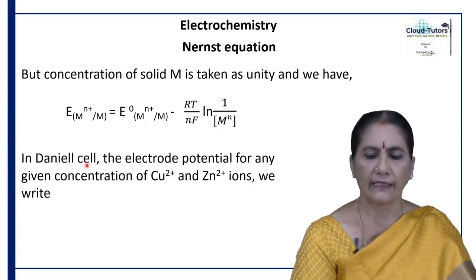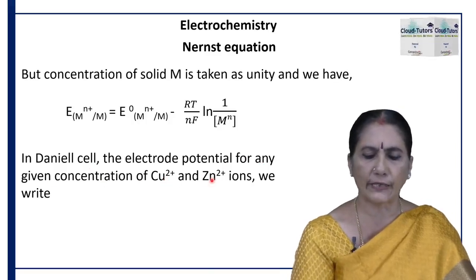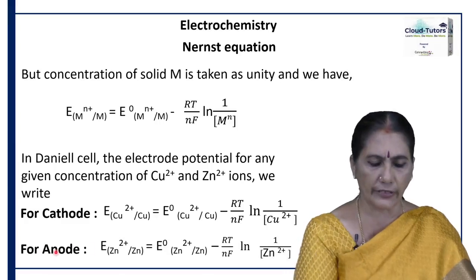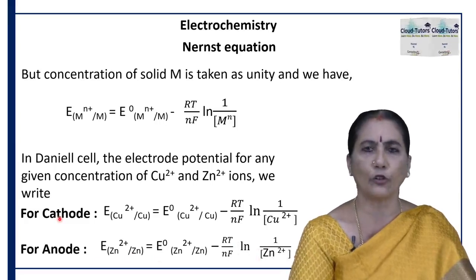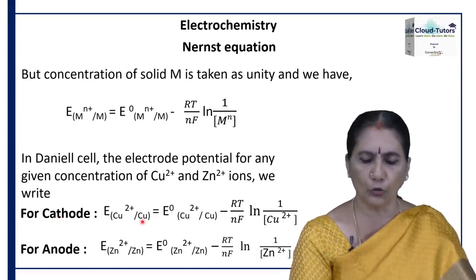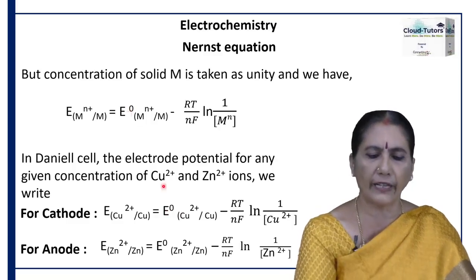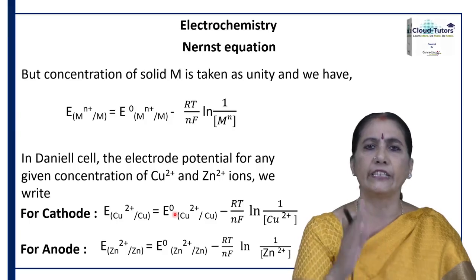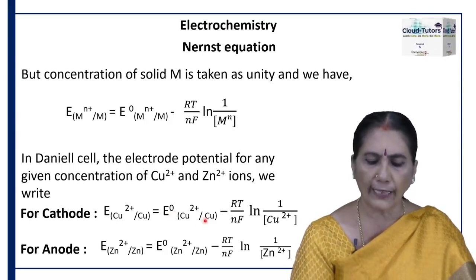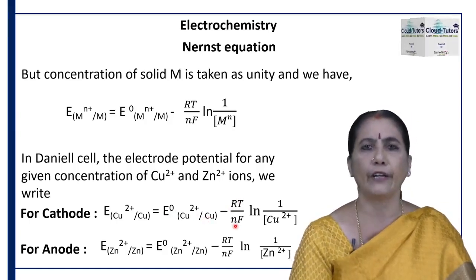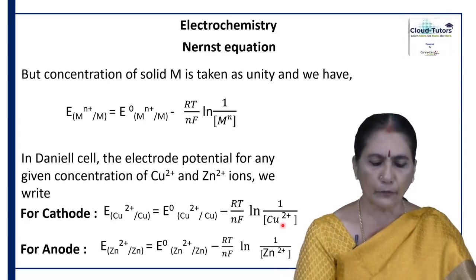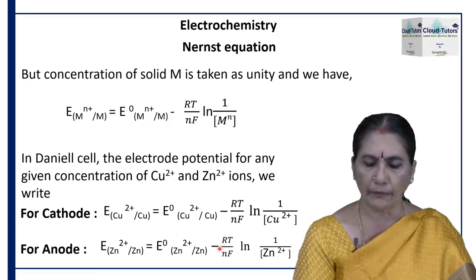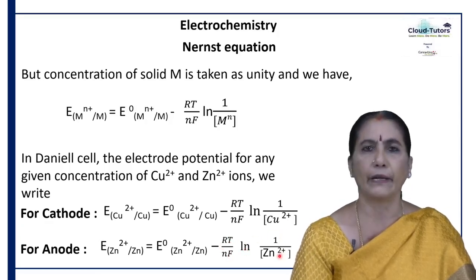Now, in the Daniell cell, the electrode potential for any given concentration of copper 2+ and zinc ions, we can write as a separate equation at the cathode and a separate equation at the anode. For the cathode, E of Cu2+ | Cu is equal to E naught. Please always remember E naught, wherever it is E to the power 0, it represents the electrode potential determination at standard conditions of temperature and pressure. Now, E naught value of copper reduction potential minus RT by nF into ln 1 divided by Cu2+. In the case of the electrode potential of zinc, the expression is equal to E naught Zn2+ | Zn minus RT by nF into ln 1 divided by Zn2+.